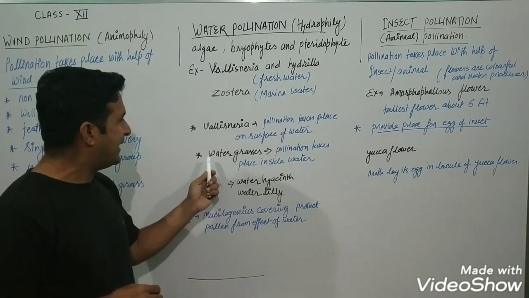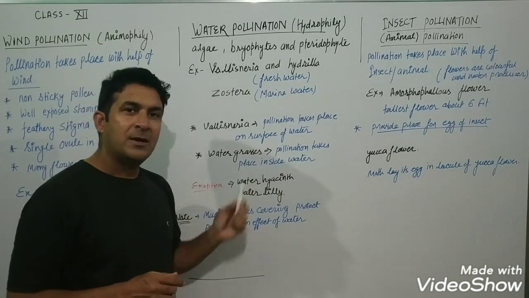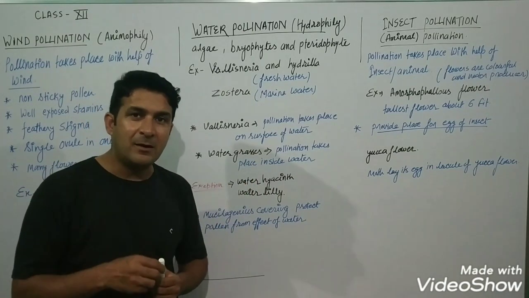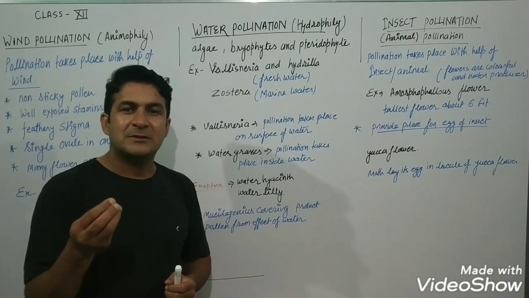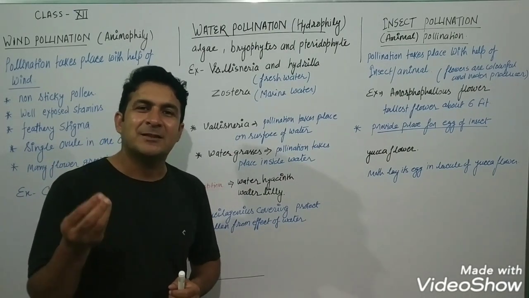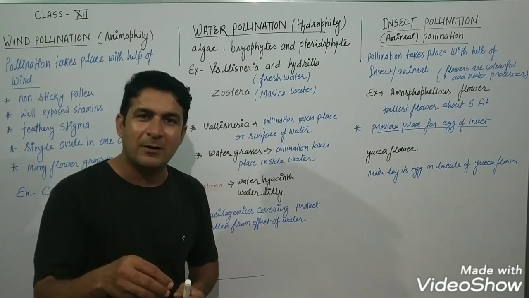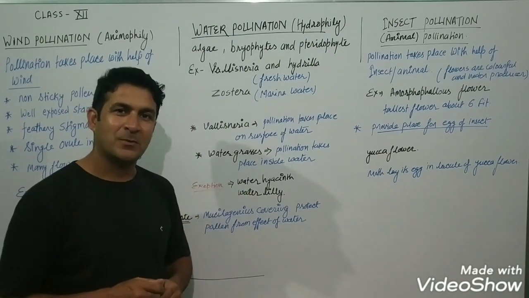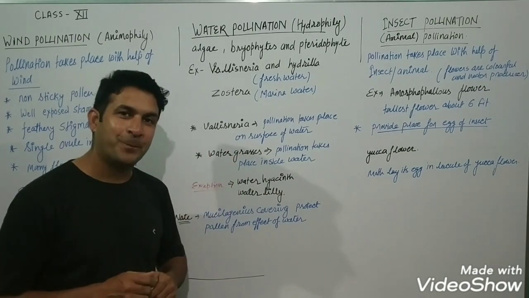Okay, the second is water grasses. Water grasses have a different kind of technique. Here, the male flower, the anther, releases the pollen inside the water, and the pollination takes place inside the water in water grasses. Okay, just the opposite of this scenario.